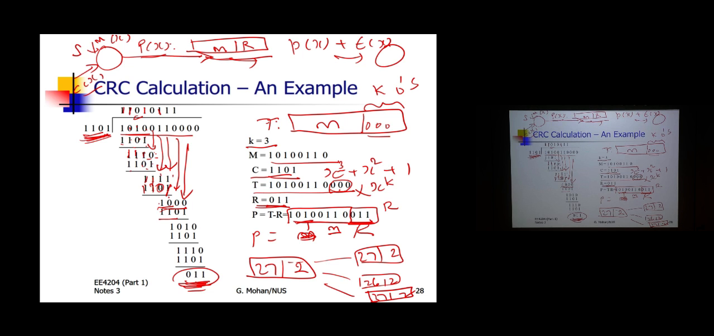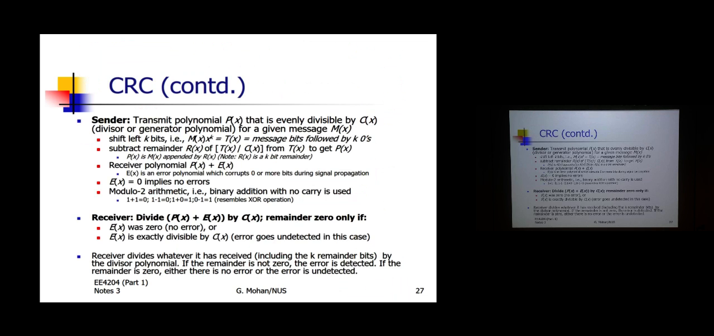So now what the receiver will do is take whatever it has received and divide the entire thing by the division polynomial. It will check the remainder. If the remainder is 0, then there are 2 cases. If there is no error, in that case the remainder will be 0. There is another case: the remainder will be 0 when the error polynomial is exactly divisible by c of x.